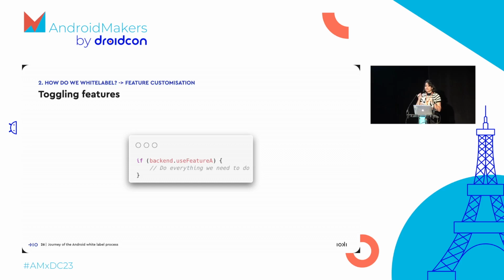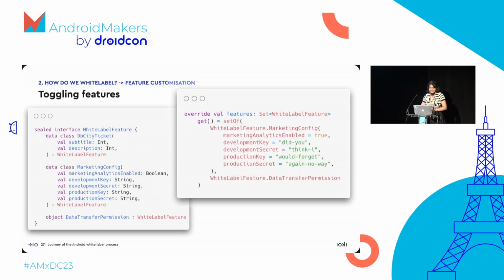But what if it's a feature that needs permission before the app is loaded, or before the backend data is loaded, or a tracking permission that we need, for example? We can't really get that from the backend. So what do we do? More interfaces. We have something called a white label feature in a sealed interface, and then we add all of our features into it. So when we talk about features here, we have a set that we include, and then we check this set when we're toggling the feature itself.